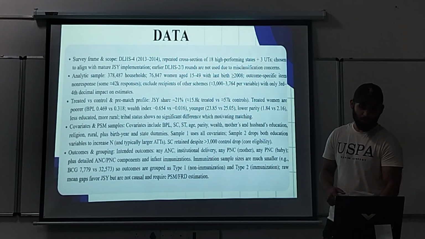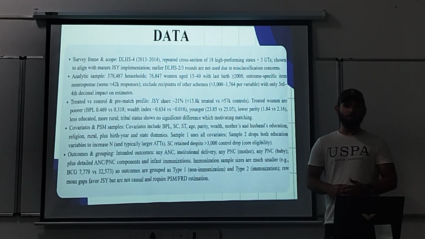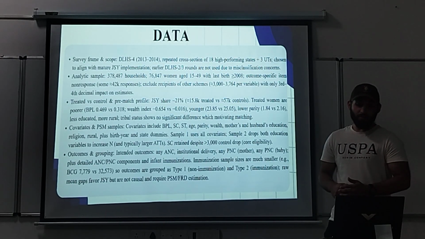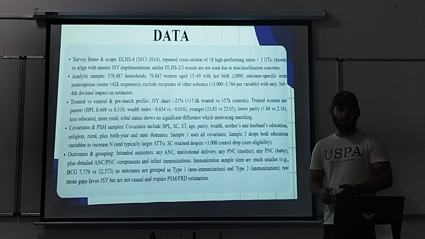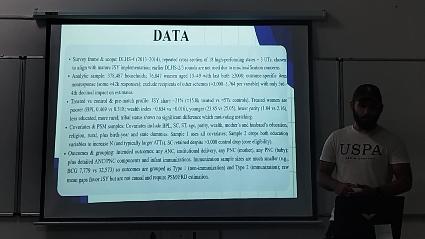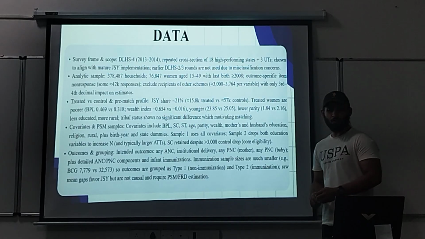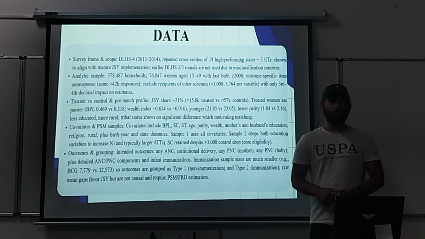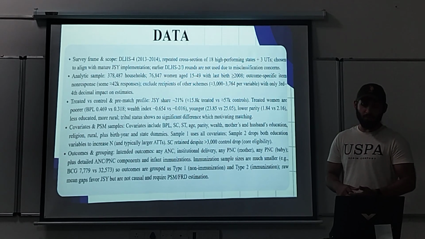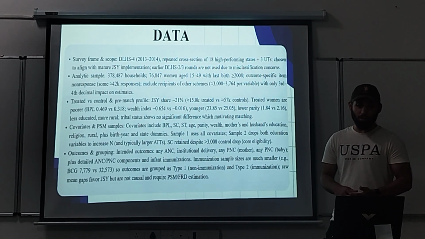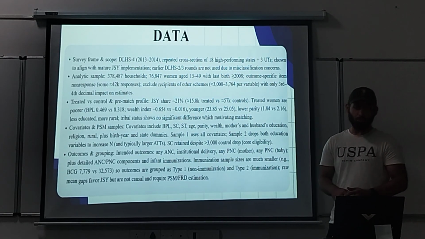The analytic sample includes data from 378,487 households with 76,847 women aged 15 to 49 who had their last birth after 2008. A small number of responses were excluded due to non-response or because they were recipients of other schemes. In terms of treatment versus control, the JSY share is about 21%, with 15.8 thousand treated women versus 57,000 controls.